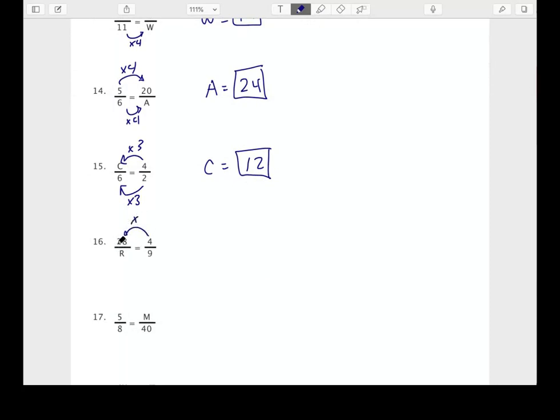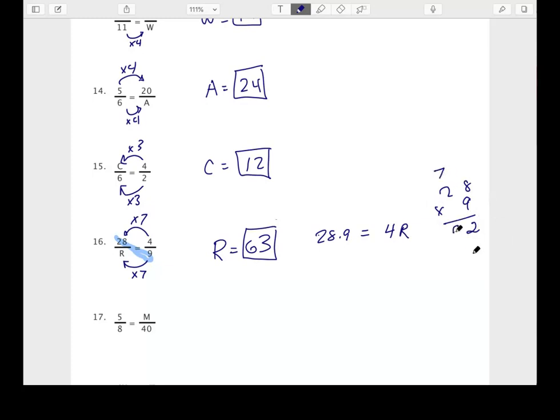4 times 7 is 28. 9 times 7. You can see why I really like to find that bridge if it is there. 9 times 7 is 63. Because otherwise, let's do cross multiply here. 28 times 9. Geez. 28 times 9 equals 4r. So you see I'm having to actually do 18 and 7, 25. And hopefully I did that right, because it's morning and who knows.